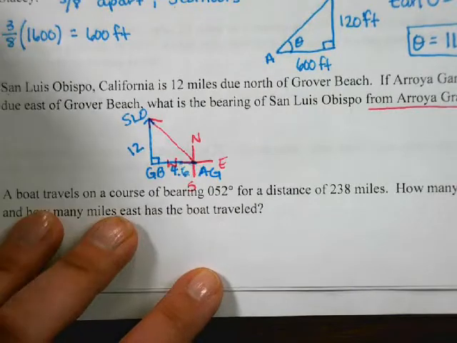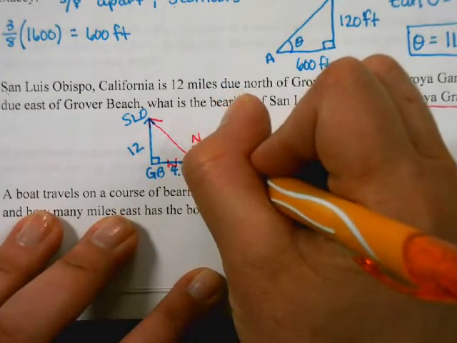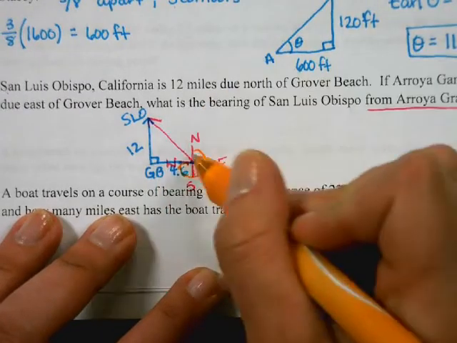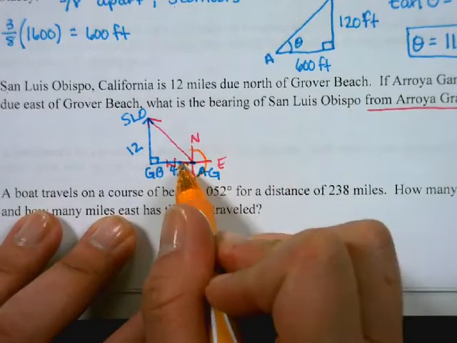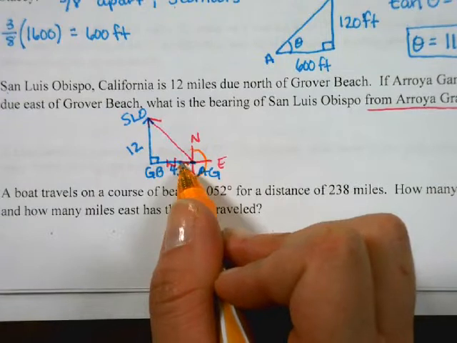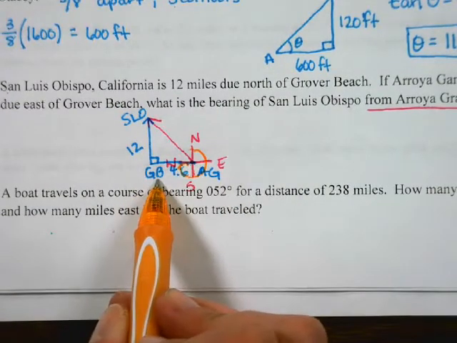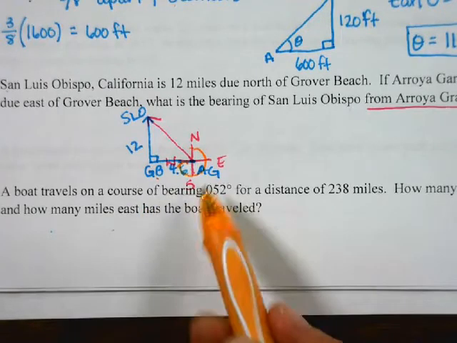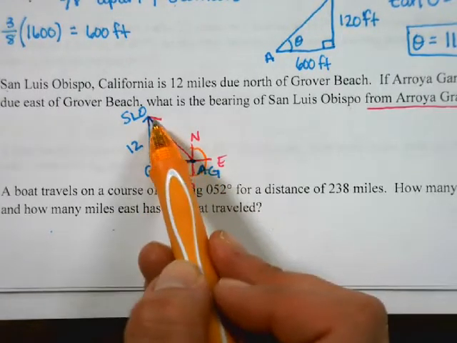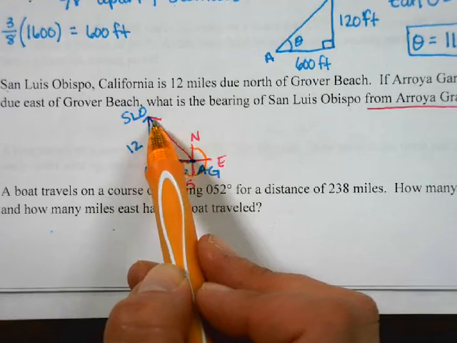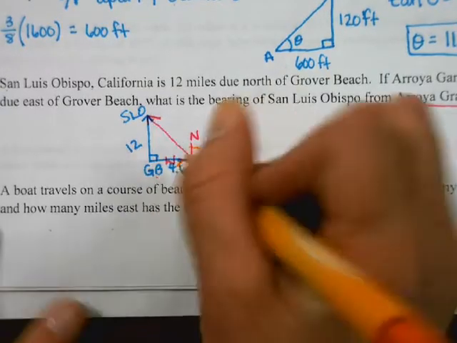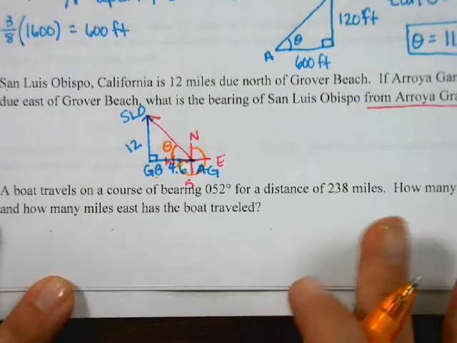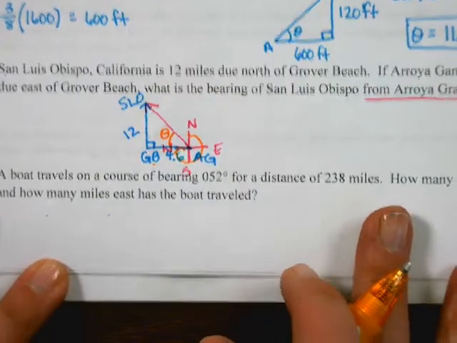Well, to get there, I have to go the whole way around clockwise to get to that guy. So how many degrees is it to get all the way over here if I were to go due west to Grover Beach? 270, right? But then I'd have to go a little bit further so that I could head northwest to get to San Luis Obispo. Does that make sense? So I need this angle inside of my triangle. Can I find that? How?